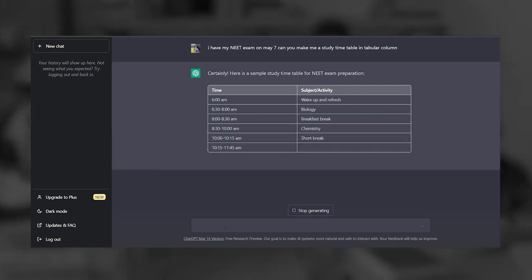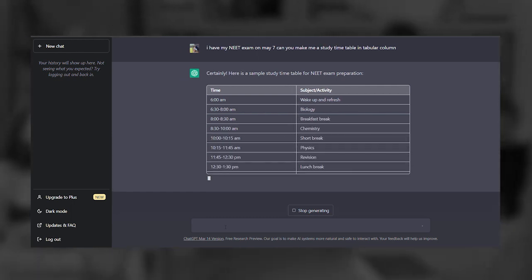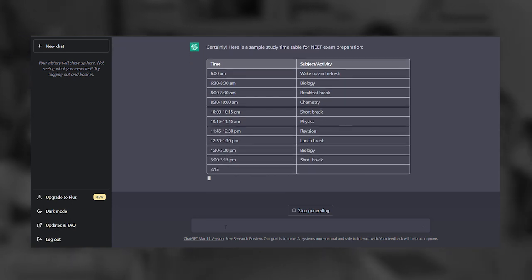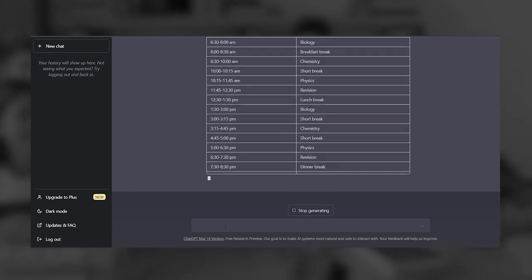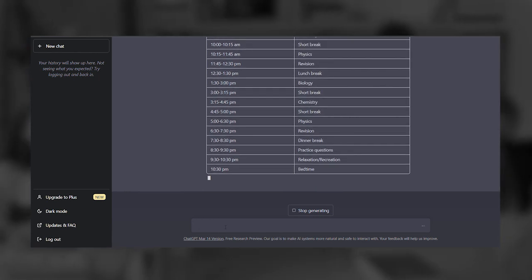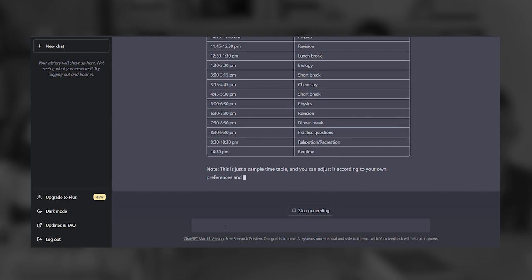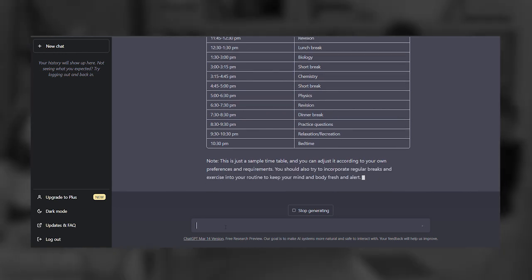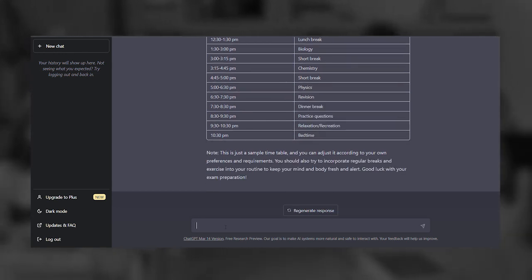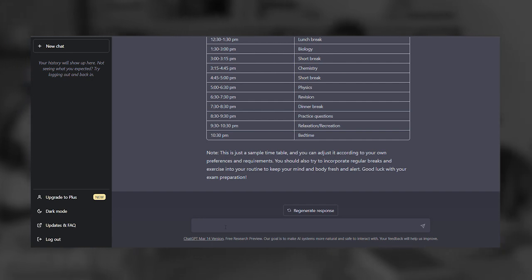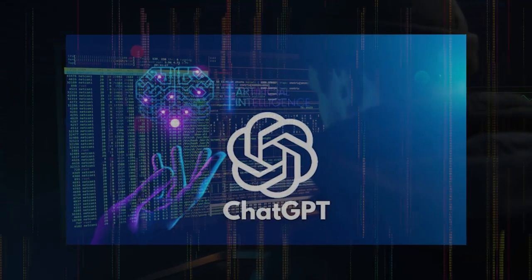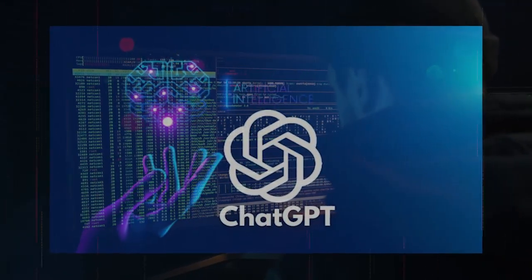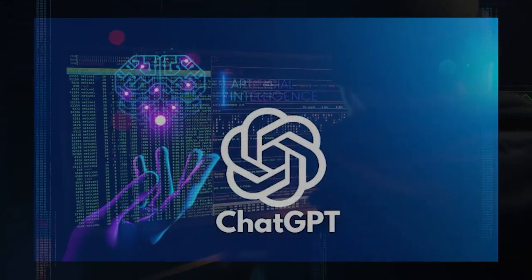Wow. It makes me a timetable for a week from morning 6 a.m. till 9 p.m. It also allocates time to solve previous year questions, which is very, very important. And at the bottom, it mentions, this is just an example. You can personalize according to your personal preferences. This is amazing, but wait a minute. It can also make a study timetable for specific topics if you mention it. By using ChatGPT, you can create the study timetable you need and customize it according to your preferences.